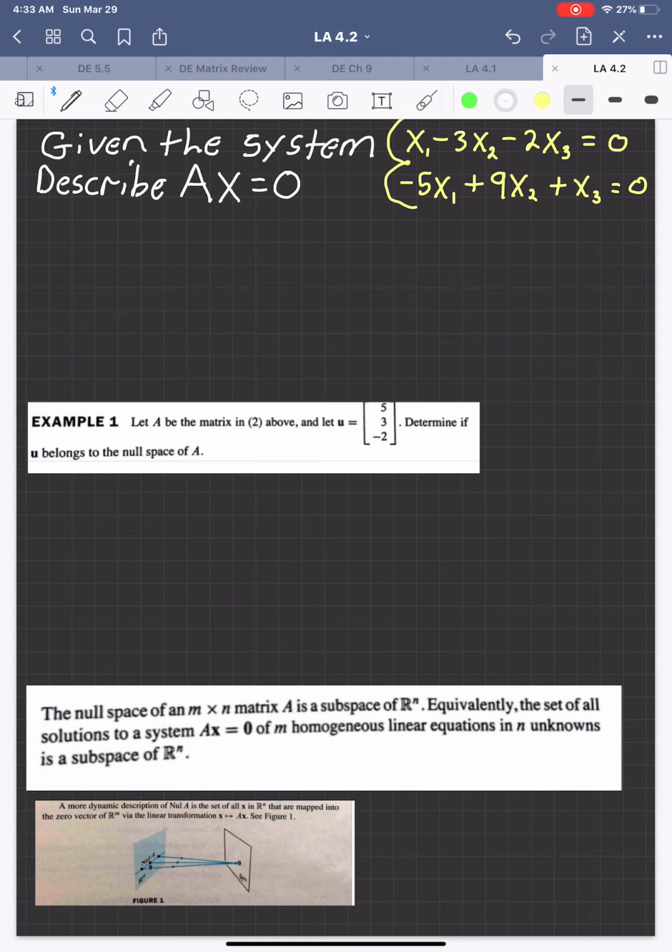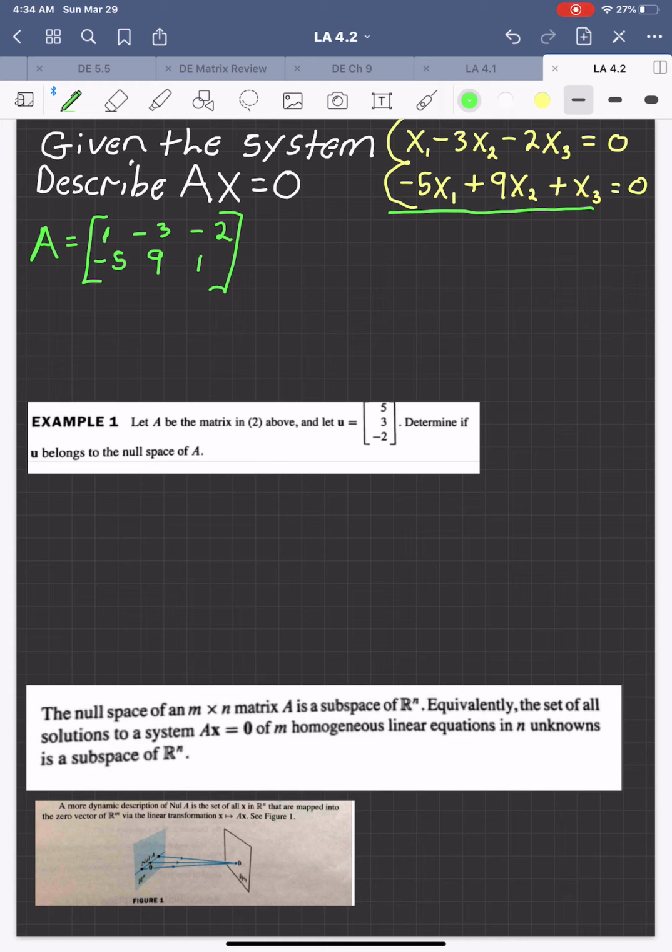And let's start with, well, what is A? In the equation AX equals 0, A is just the coefficient matrix of that system. So I'm going to grab the coefficients of each of these variables. That would be 1, -3, -2, -5, 9, 1. So that is the coefficient matrix A.